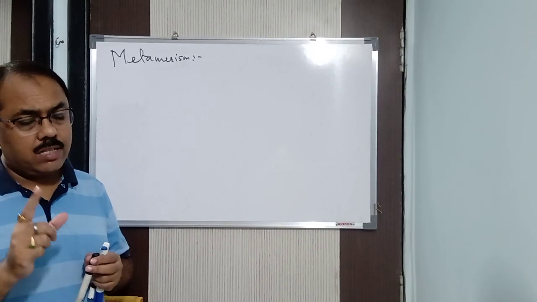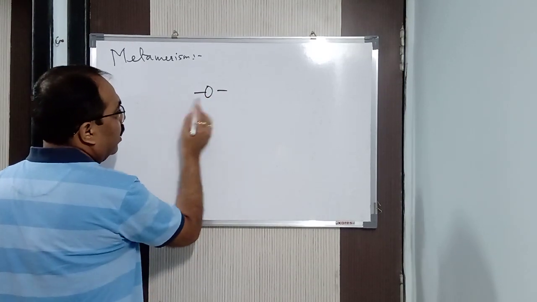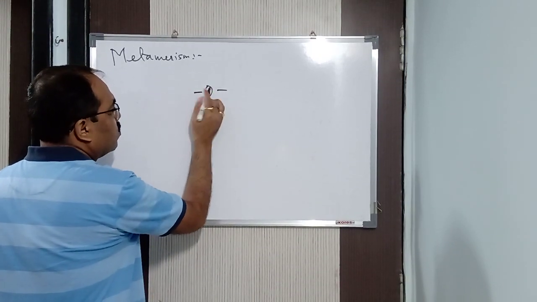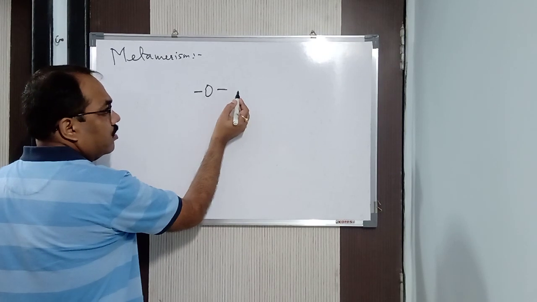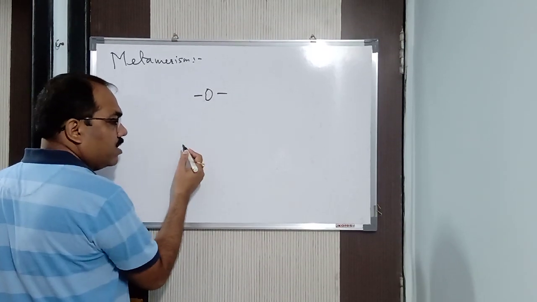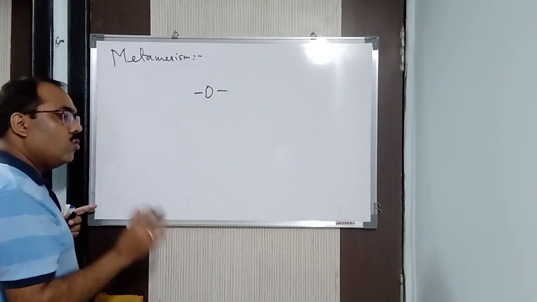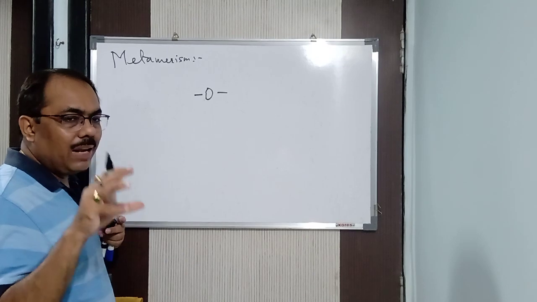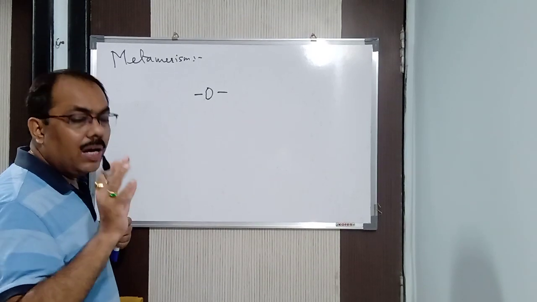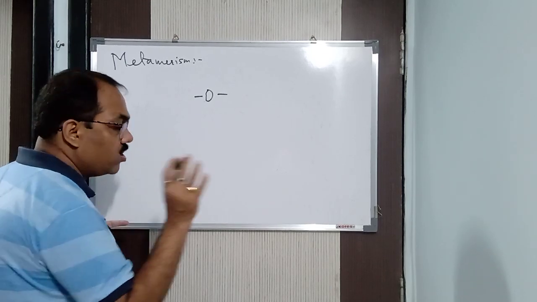Again I repeat, the functional group will be in the middle, and the alkyl groups attached to the same functional group will be different. They are known as metamers and the phenomenon is known as metamerism. So those compounds will show metamerism whose functional group lies between the two alkyl groups.